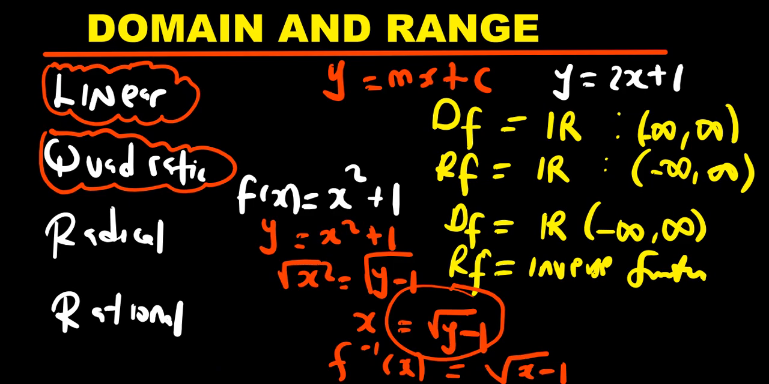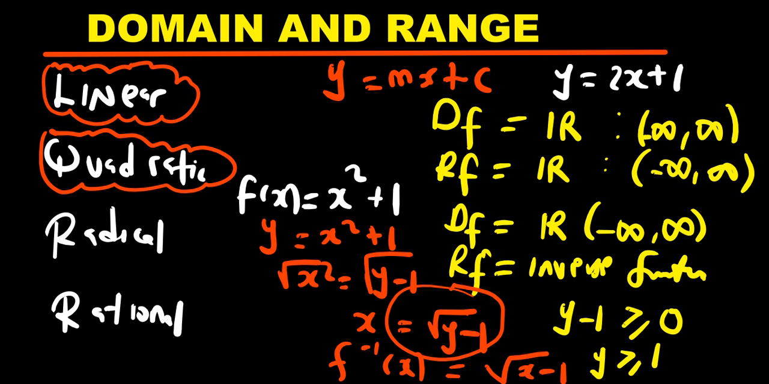So you're going to set what is in the root, y minus 1, to be greater than or equal to 0. Zero is included because the square root of 0 is just 0, but all numbers less than 0 will give you a negative in the root. So the range will be y is greater than or equal to 1. You want all the values of y that are greater than or equal to 1. So that will be your range.